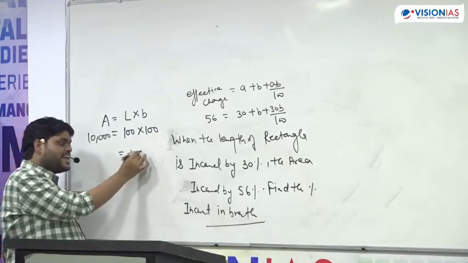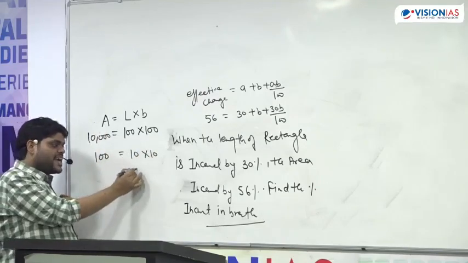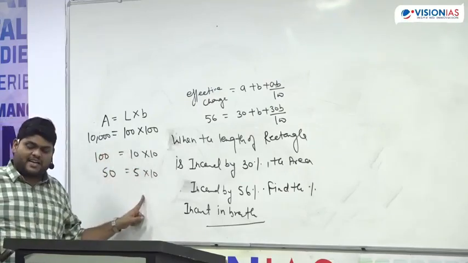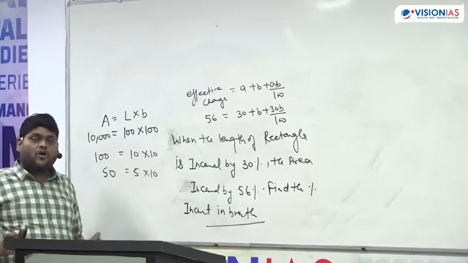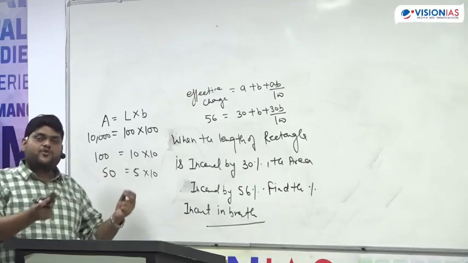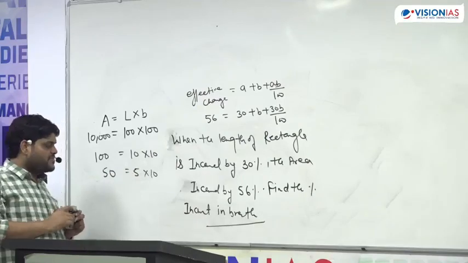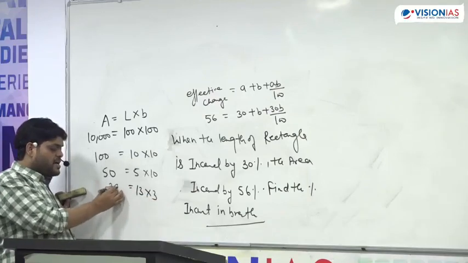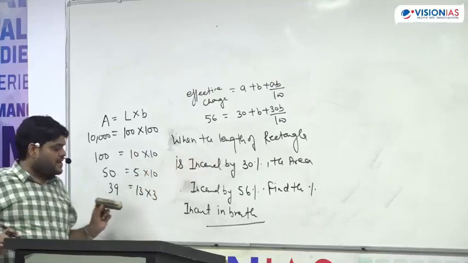Or you can take any value. You can take 10 and 10, now this becomes 100 in that case. You can take 5 and 10, this becomes 50. You can solve by any method, your answer is not going to change. You can take any value. But since we are solving for ourselves, we will always try to take the simplest value. Even if you take 13 into 3, this becomes 39, you will get the same answer. Just apply the logic.